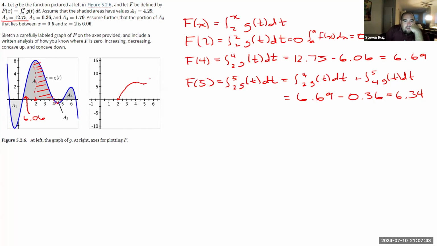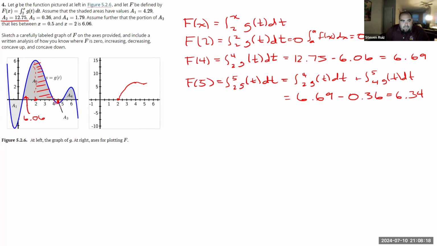So again, for the same reason I said for area 2, think about what happens with the accumulator function, with this integral function, as I go from x equals 4 to x equals 4.5. g is decreasing. It's negative and decreasing, which means I will be losing area at a decreasing rate. My area will be decreasing at a decreasing rate.